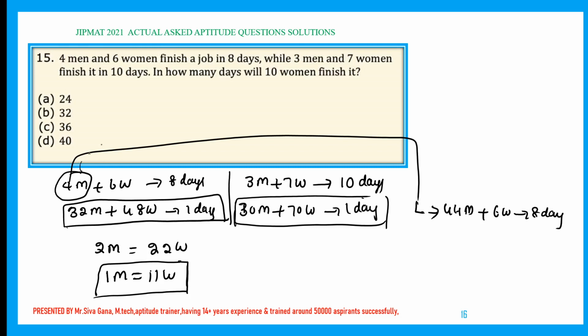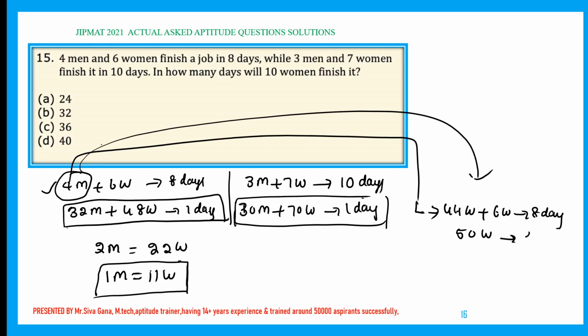This is what I am writing. I am just converting these 4 men into women. Right, now this is nothing but 50 women, right? Now 50 women can do the work in 8 days. So one woman can finish the work in 50 into 8 days.